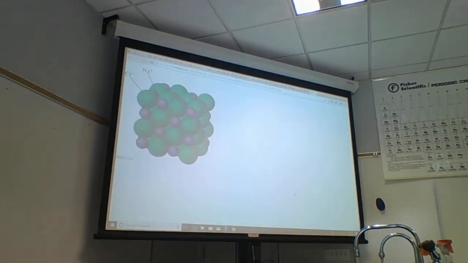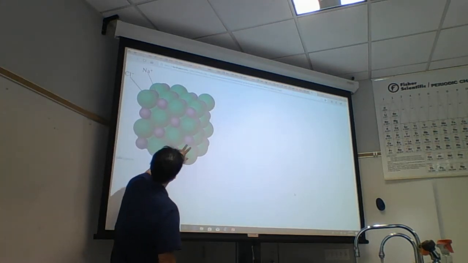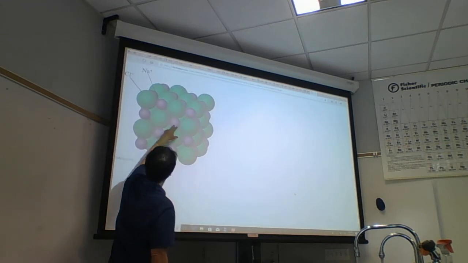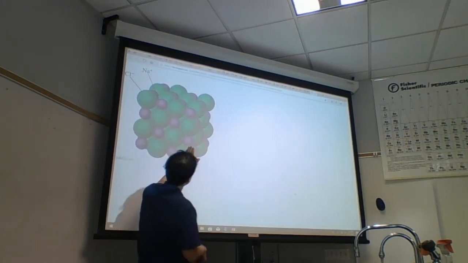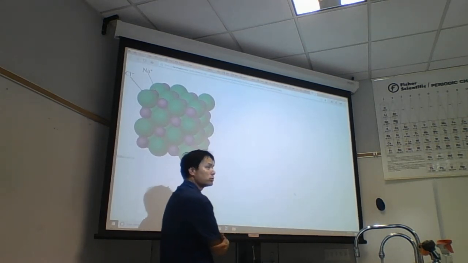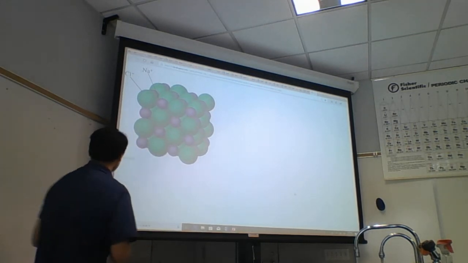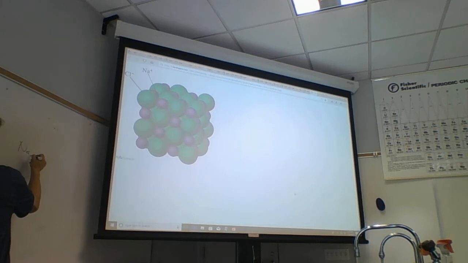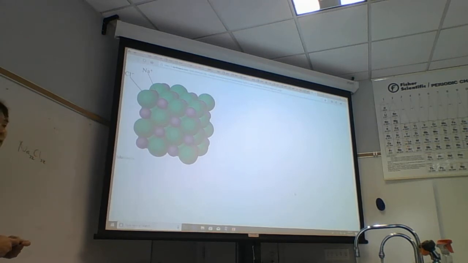This must be a molecule of sodium chloride here. How many sodiums do I have? 1, 2, 3, 4, 5, 6, 7, 8. 8 times, let's see, 1, 2, 3, 4, maybe 8 times 4. 32 sodiums and 32 chlorides. So a molecule of sodium chloride is Na32Cl32. Is that right?